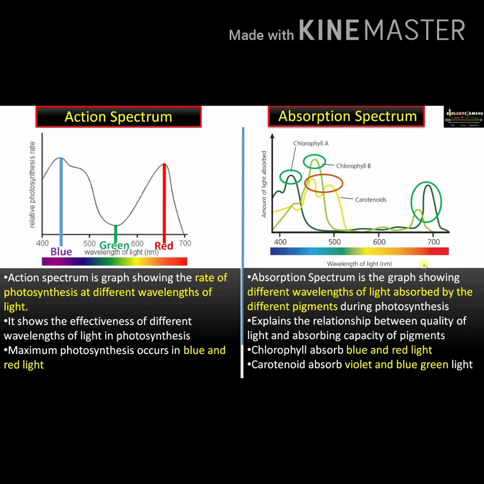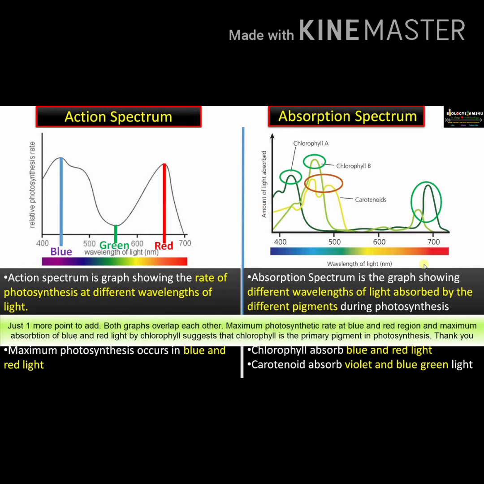When we compare both these graphs together, it shows that most of the photosynthesis takes place in the blue and red regions of the spectrum, and absorption maxima also occur in the blue and red regions. These point out that chlorophyll is the primary pigment in photosynthesis.